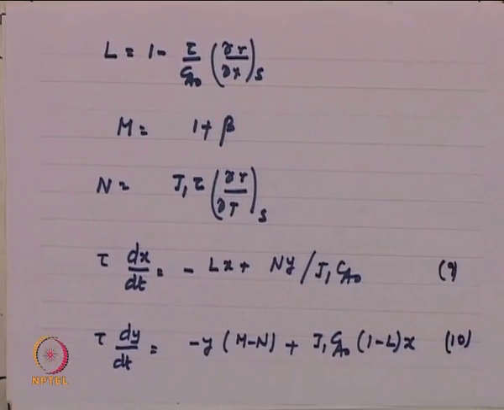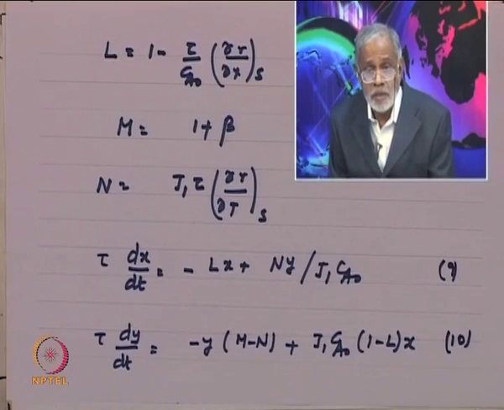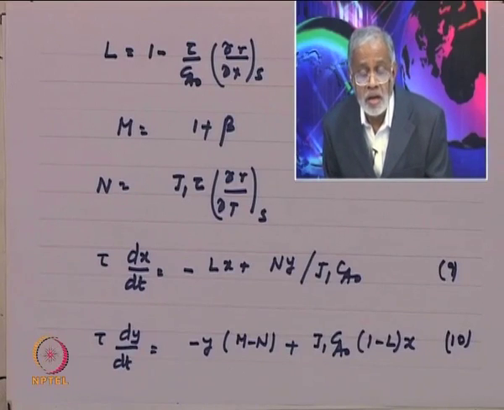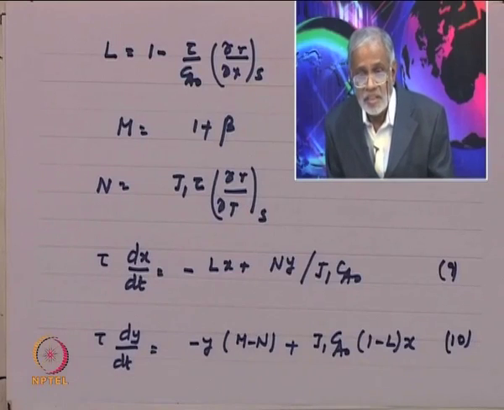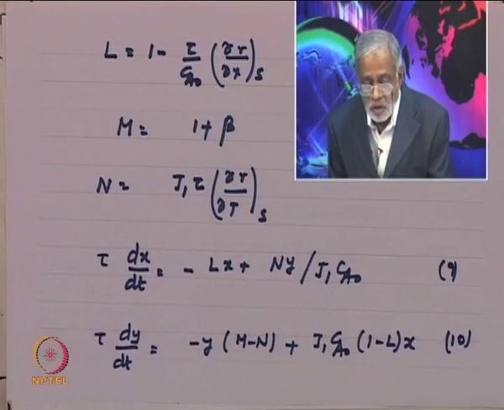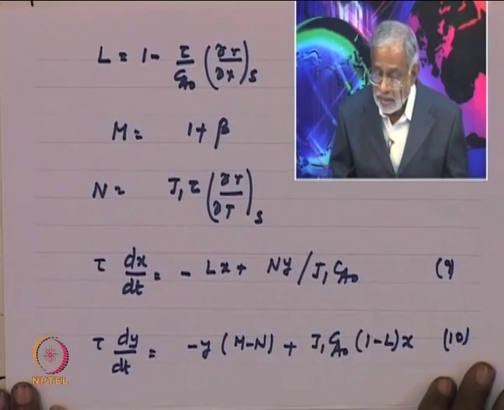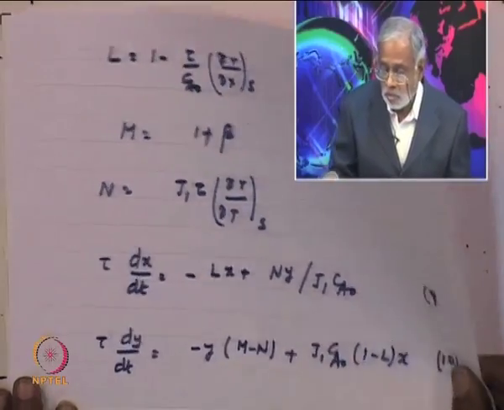Equations 9 and 10 describe how x and y change with time as the process is disturbed by some external disturbances. Our interest is now to solve this. Of course, this can be solved numerically, so that is not a big problem, but we can get answers by looking at the matrix of the variations that we have talked about. Let us do that now.